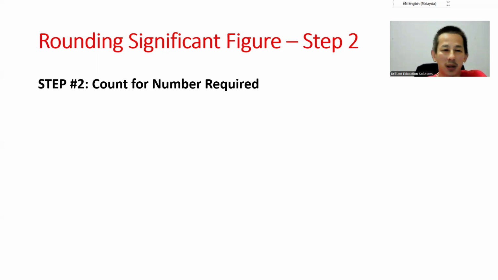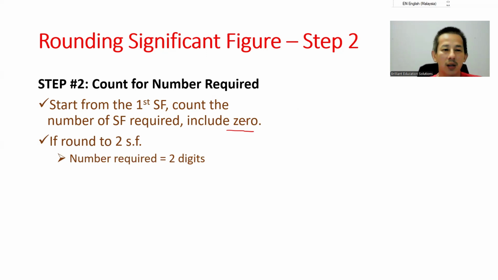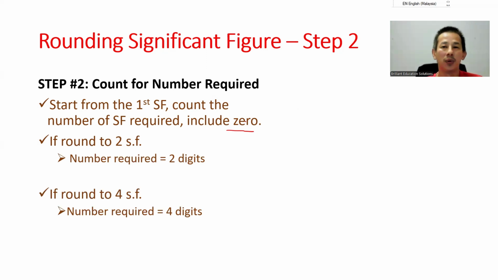Now, move to step 2. You need to count the number required. So start from the first significant figure and count the number of significant figures required. Include 0; you should include 0. So if you round to 2 significant figures, then you just count 1, 2. You need 2 digits. If you round to 4 significant figures, then you count 1, 2, 3, 4, and you need 4 digits.